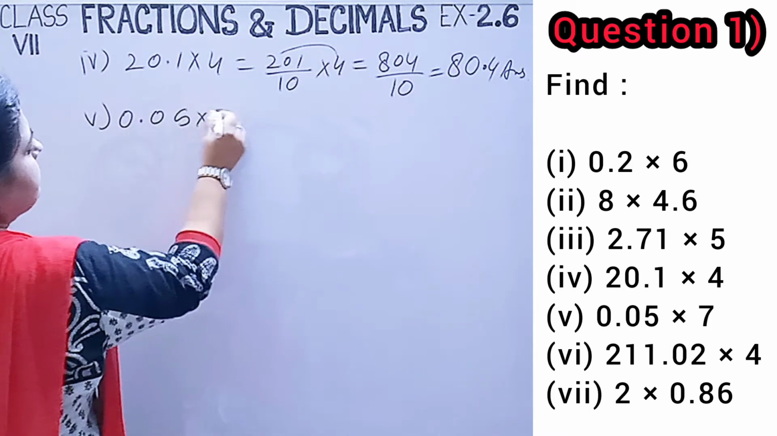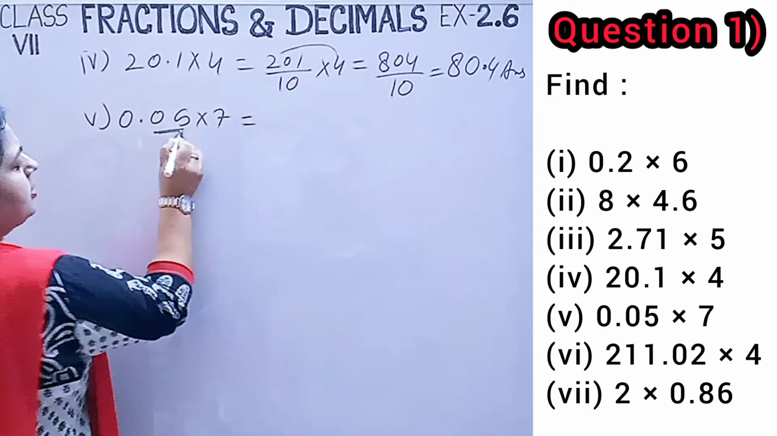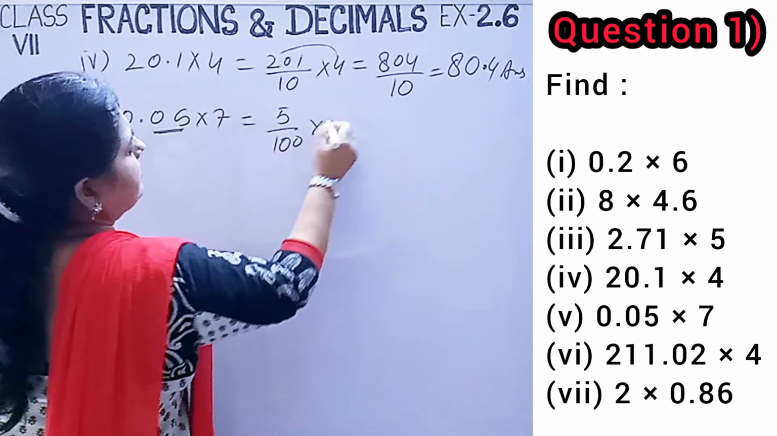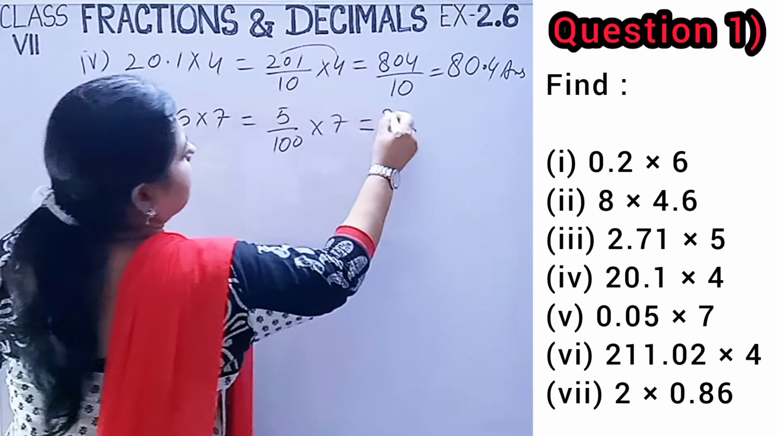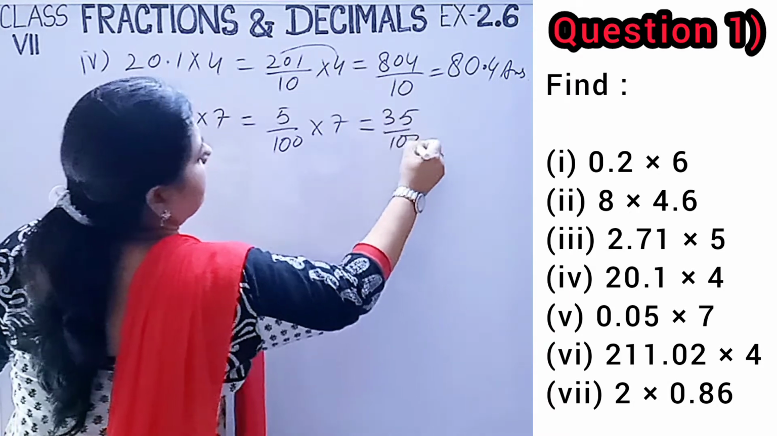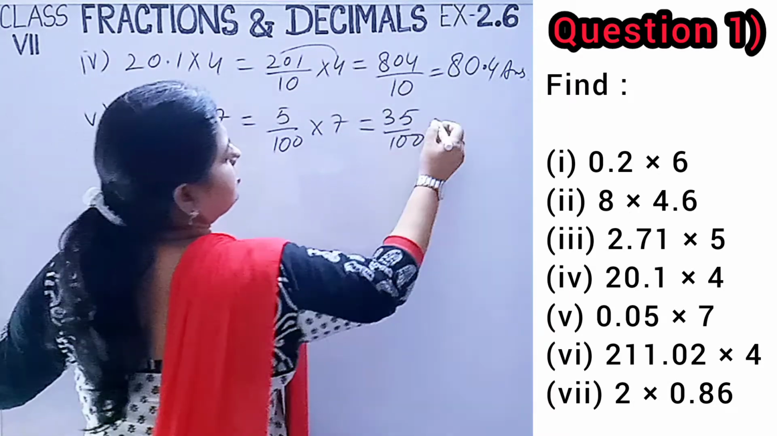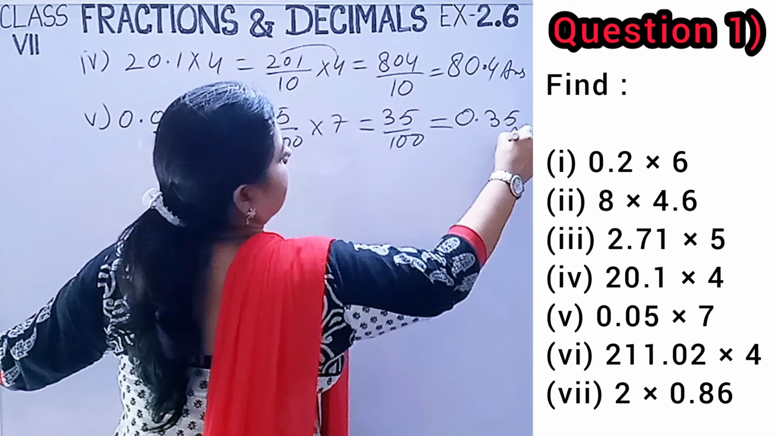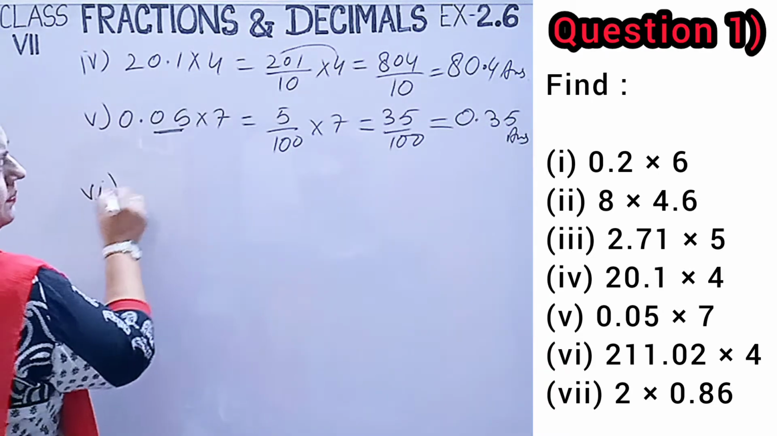Fifth part, 0.05 into 7. Here 2 digits, it means 5 upon 100 into 7. So 5 sevens are 35 upon 100. Now we have 100 here, so 0.35.